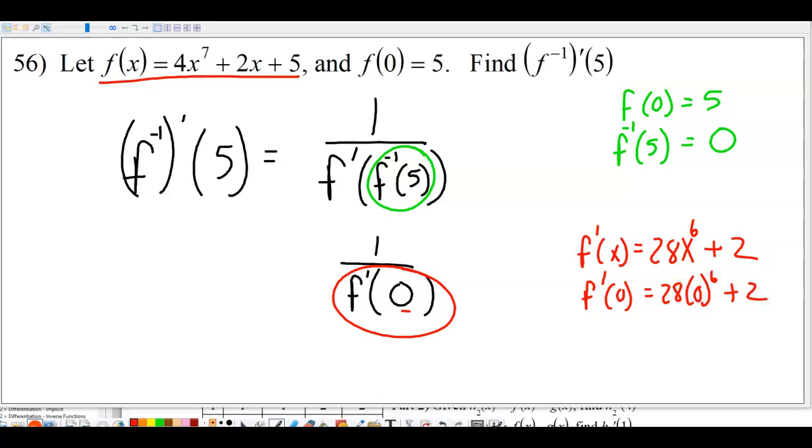Now 0 to the 6th power is 0. 0 times 28 is 0. So I'm just left with 2. And my final answer will be 1 over 2.